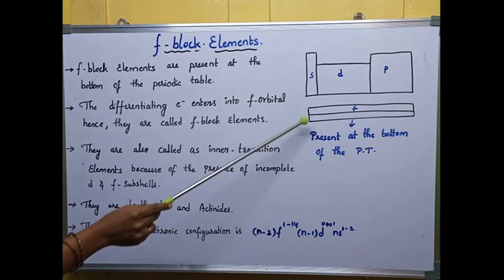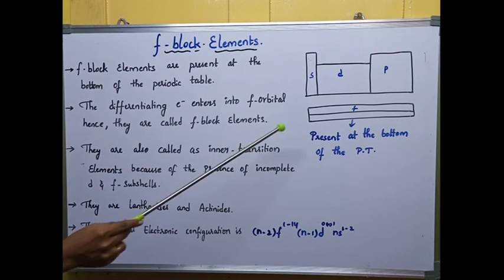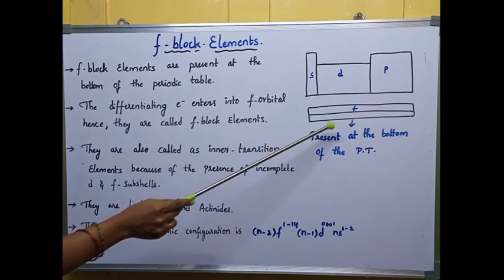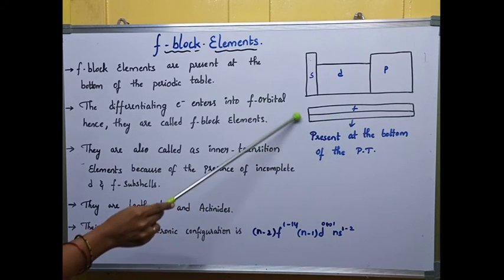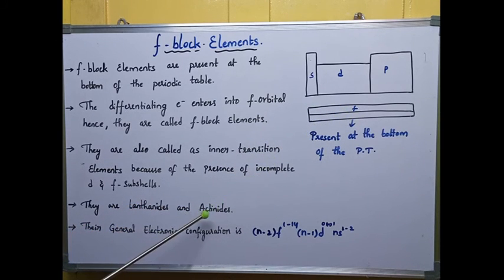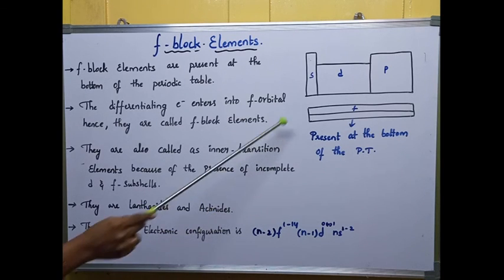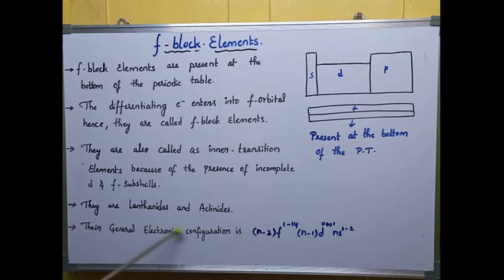Okay, and the next series is called actinides. Actinides start from thorium to lawrencium, ending with lawrencium, but the starting element in this series is actinium. That is the reason we call them actinides. Okay, next the general electronic configuration.